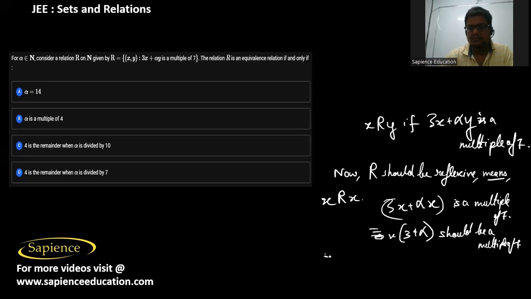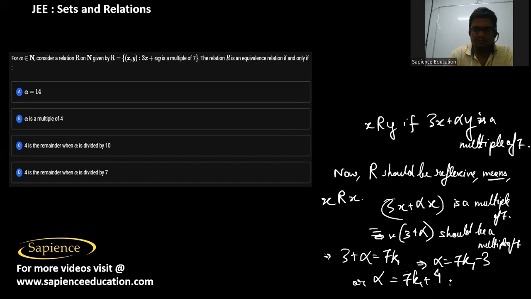So therefore, it means that 3 plus alpha should be equal to 7 into some k, where k is some natural number. So alpha should be equal to 7k minus 3. Let's call it k1, 7k1 minus 3. Or I can say alpha should be of the form 7k1 plus 4. And R should be symmetric also.